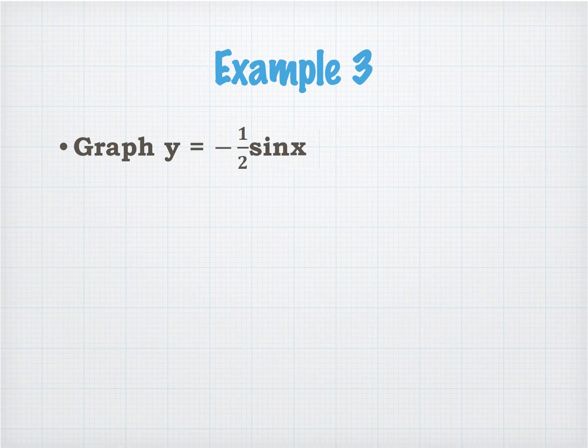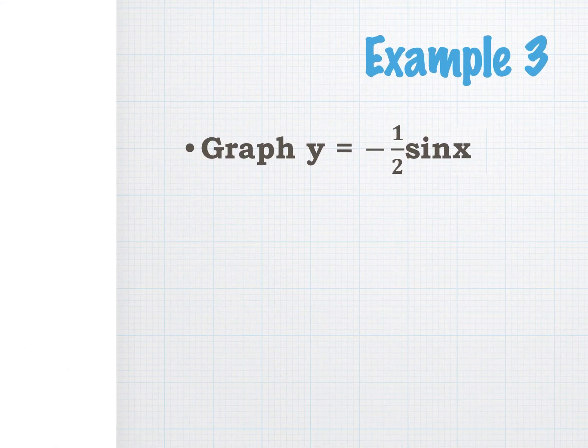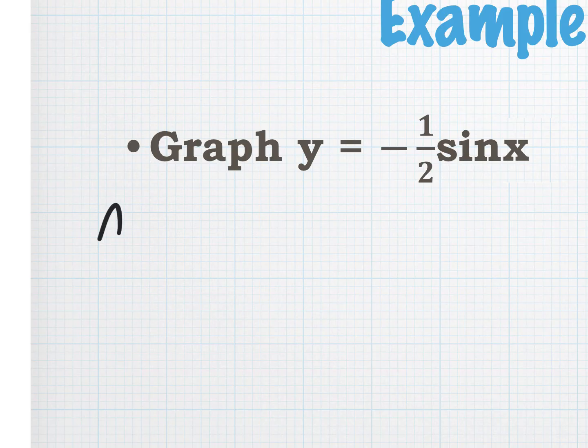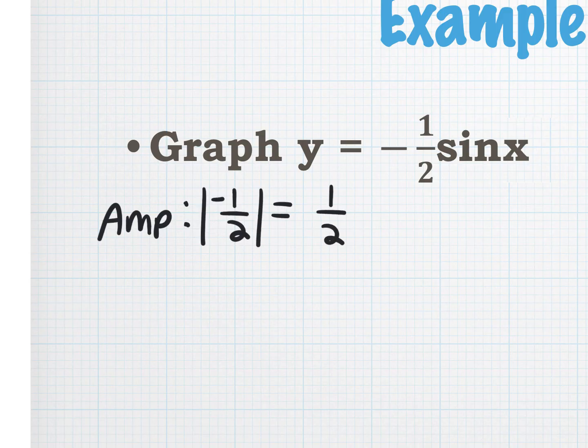Yeah, so let's try this one. Once we're done with this one, I'll save the other two for tomorrow. All right. So let's start with finding the same information. We need an amplitude. What's our amplitude going to be here? All right, negative 1/2. It's just 1/2. Keep in mind it's always the absolute value of whatever number's in front. So it's just going to be positive 1/2.